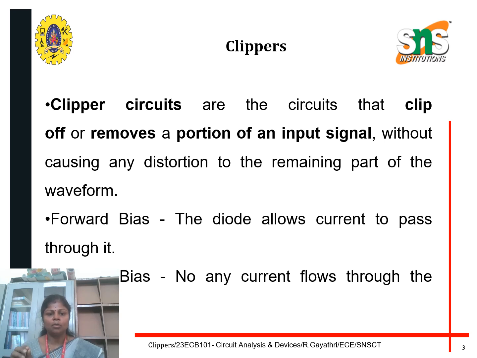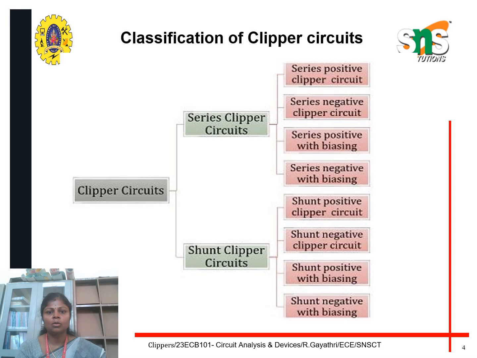We know the diode works in both forward bias as well as reverse bias condition. In a forward bias condition, the current will flow through the clipper. In a reverse bias condition, the diode will be off so that no current will flow through the circuit. This is one of the major points we have to consider while describing each type of clipper circuit. Next, we will discuss the types of clipper circuit.